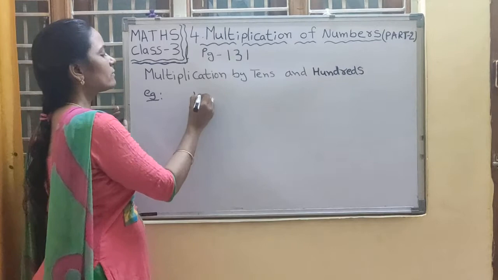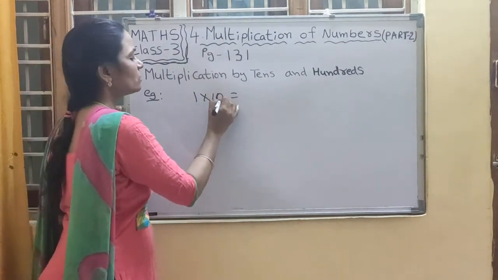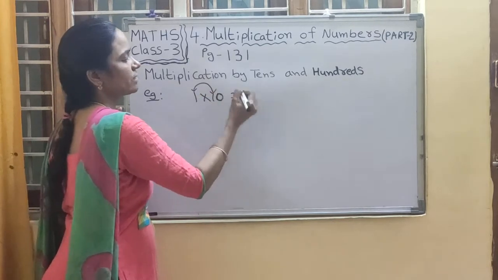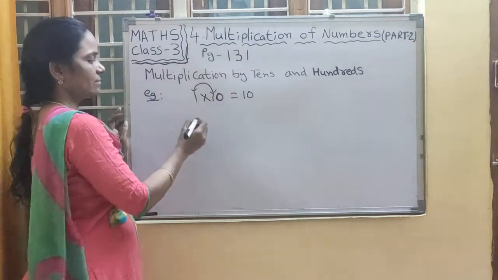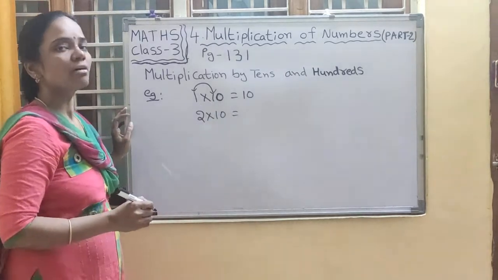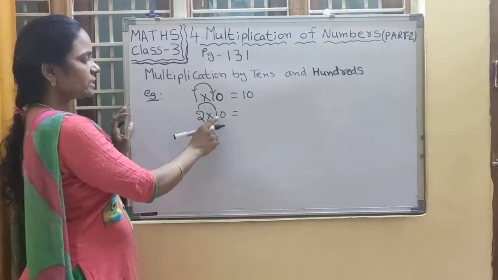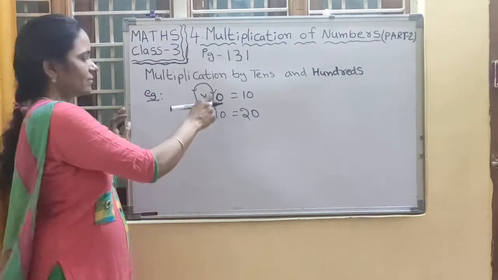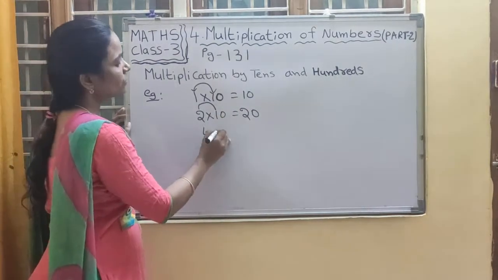Now for example, take 1 into 10. What is the answer? Multiply these two. 1 into 1 is 1, and 10 is there, write down 10. 1 tens are 10. For example, 2 into 10. What is the answer? What do we have to do? We have to multiply these two numbers first. 2 1s are 2 and write down the 0. 20. Understood?